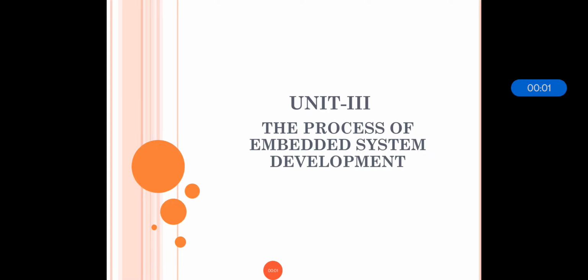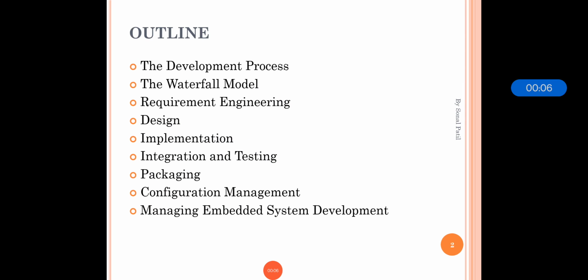So here we are going to revise unit 3, that is the process of embedded system development. In that we are going to see the development process, waterfall model, requirement engineering, design, implementation, integration and testing, packaging, configuration management, managing embedded system development.